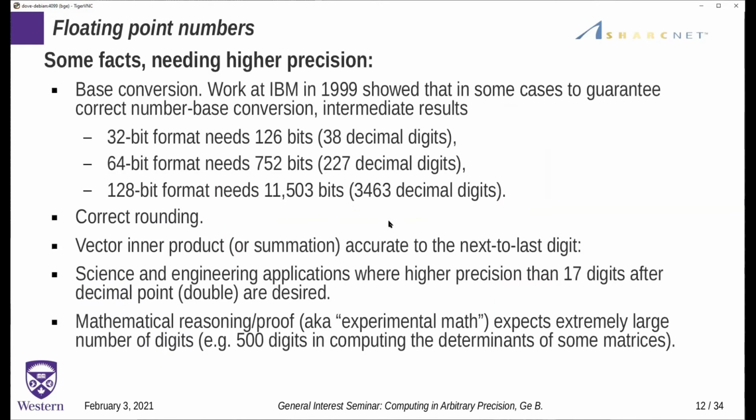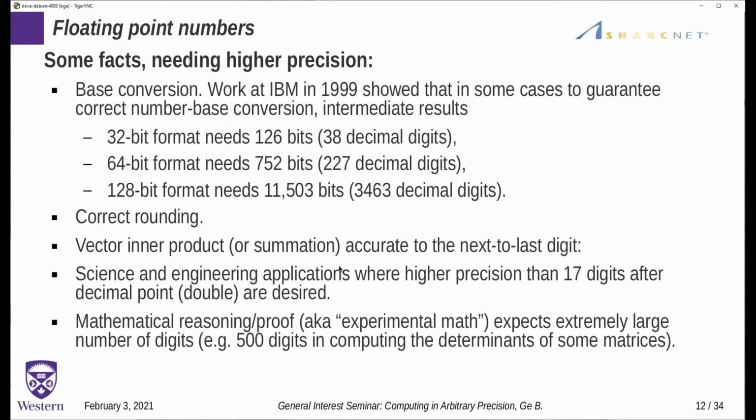We'll come back to this curve later on. Some facts on needing higher precision, I just list them all here. For example, base conversion: a 32-bit format needs 126 bits, a 64-bit format needs 752 bits, and so on and so forth. And correct rounding also needs higher precision.